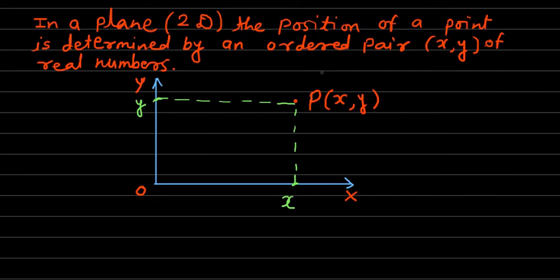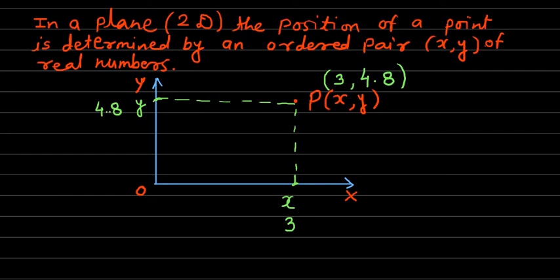Now if we want an example, suppose P is a point having coordinates (3, 4.8). Then obviously this distance, this x, is the point 3, and this y will be the point 4.8.